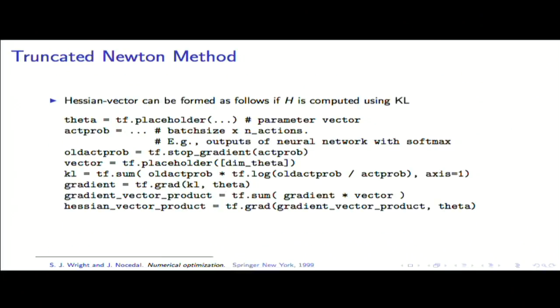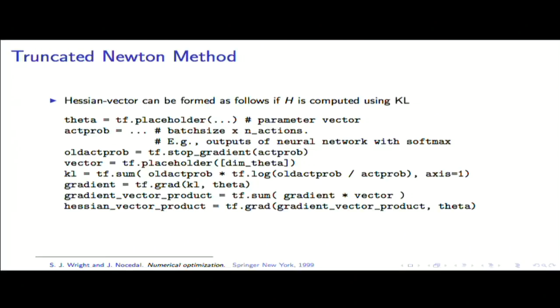Okay, so that's what you do in general if you want to do a Newton step, which is Hessian inverse times gradient. So how do you do that if f happens to be the KL divergence between our new policy and our old policy? Here's what the pseudocode looks like for that.